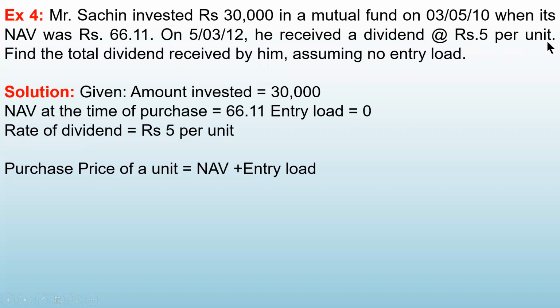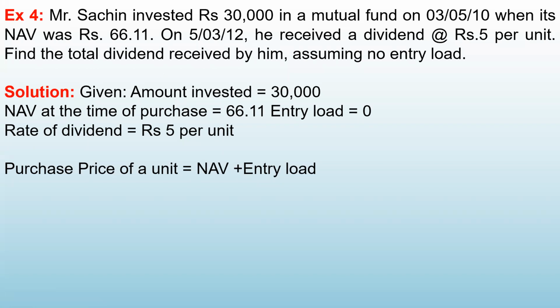Rupees 5 per unit. It means on a unit of mutual fund, 5 rupees is the dividend. See, in shares, dividend was expressed as a percentage, 2%, 3%, like that, as a percentage of face value. Here the rate of dividend is written as at the rate of per unit. So 5 rupees per unit. If you know the number of units, then 5 multiplied by the number of units will give the total dividend.